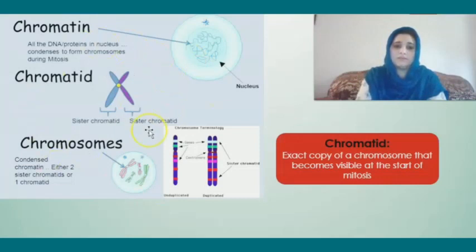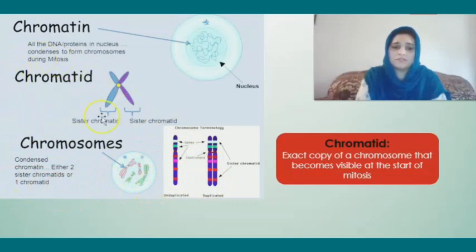Here is a diagram that shows the difference between chromatin, chromatid and chromosomes. It is very important to understand the difference between all of these. First of all, chromatin. All the DNA and proteins in the nucleus condense to form chromosomes during mitosis. So, chromosomes are formed when the chromatin is condensed. Condensed chromatin is known as a chromosome. Either two sister chromatids or one chromatid is present.